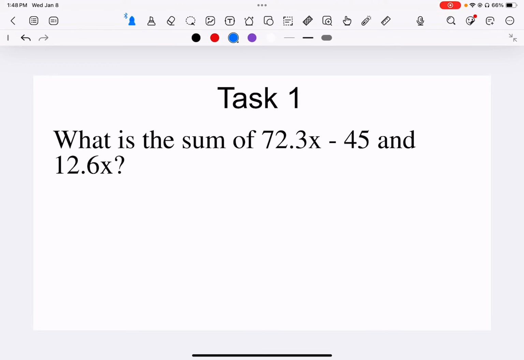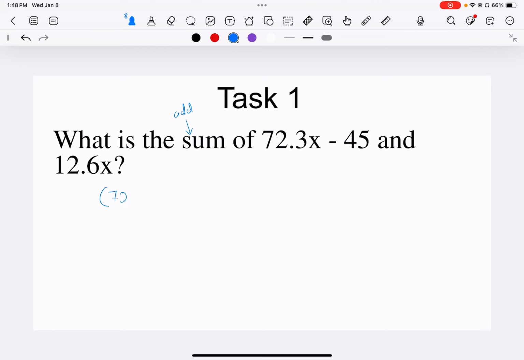This lesson is going to be on how to add expressions. We want to know what the sum is of 72.3x minus 45 and 12.6x. So sum, I know, means to add. So to keep everything clear, I'm going to group my expressions in parentheses to show that it's two different expressions being added.